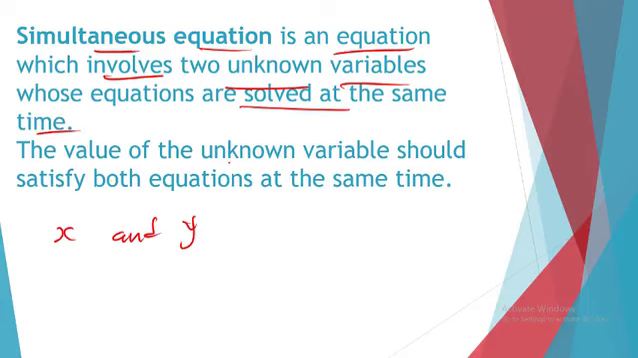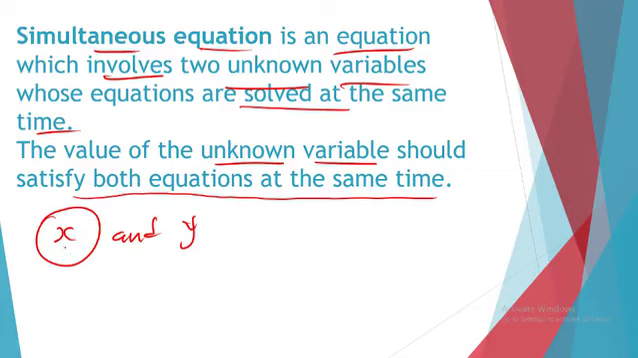I said the value of the unknown should satisfy both equations at the same time. For instance, if you find the value of x, then you substitute it in the second equation to be able to obtain the value of y. That is what they're trying to tell us here. So the value of the unknown should be able to satisfy the equations that are given to you.